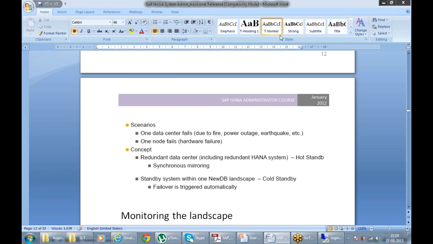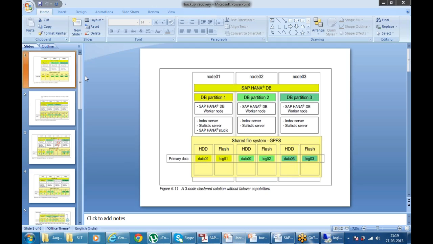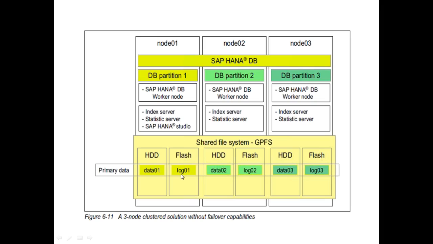So in this scenario, let's look at a backup on a distributed system, where you have multiple nodes. If you look at this: Node 1, Node 2, and Node 3, the HANA database, with different partitions of the database in different instances. You also have a file system that is shared across these instances of the database.